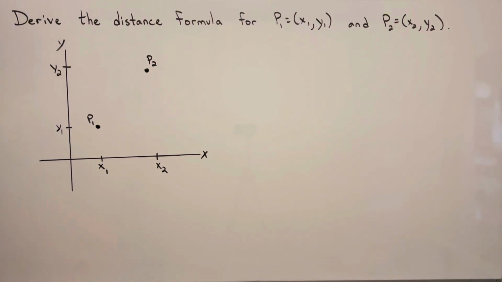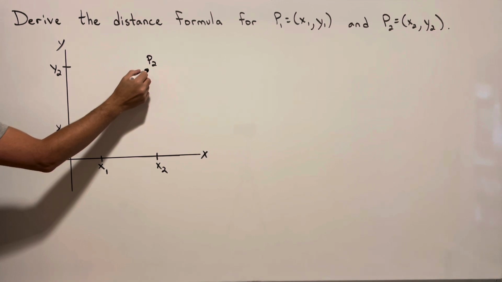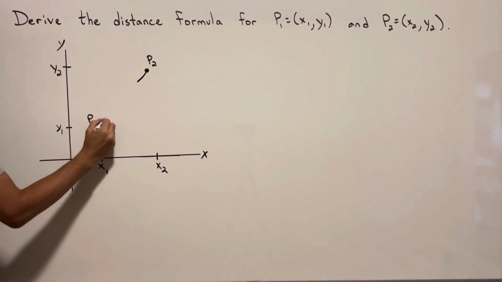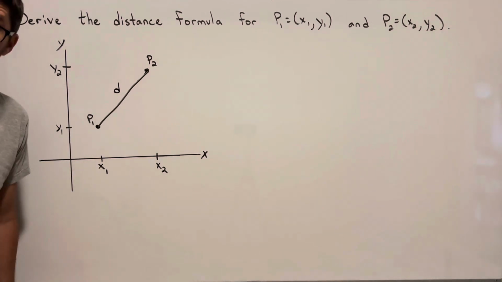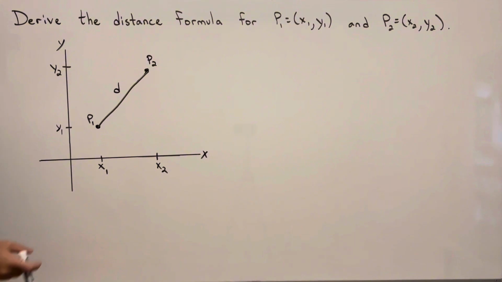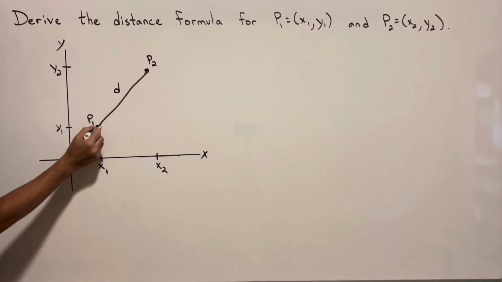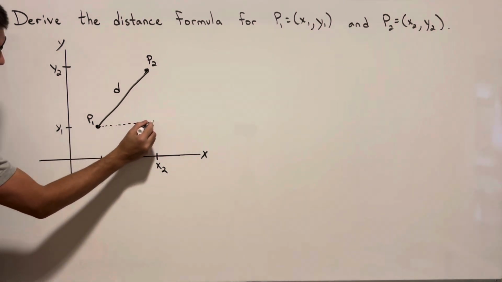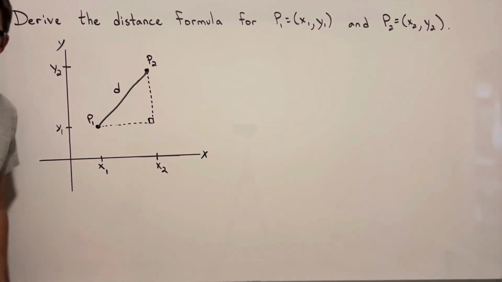Now we want the distance between the 2 points, right here. We'll represent that with lowercase d. D for distance. Now what you can do is you can visualize a right triangle out of this. Right, that's a 90-degree angle right triangle.